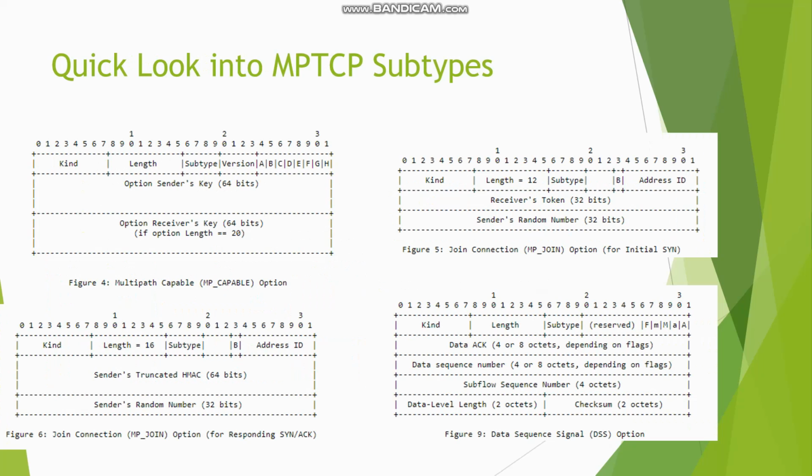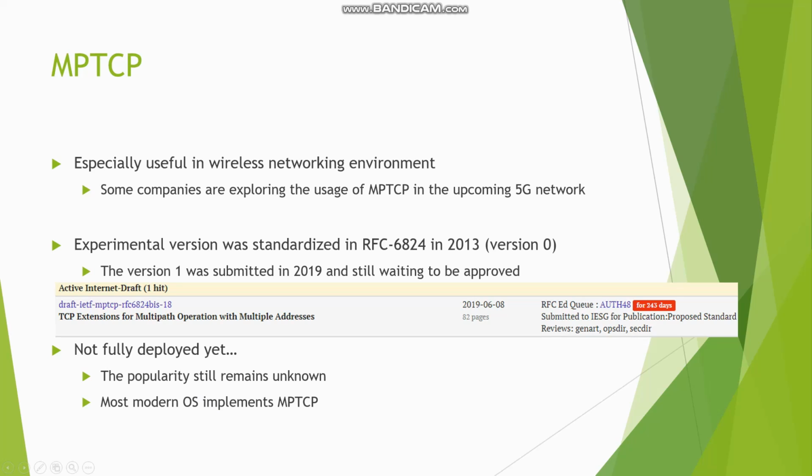Here are some examples of MPTCP subtype fields. It can be seen from these pictures. They have different header sets as well, which is not normal in other protocols. There are a few RFC documents discussing the features and usage of MPTCP, which can be found on the IETF website. Version 0, which is the experimental version of MPTCP, was standardized in January 2013 in RFC 6824, where all the images from the previous slides come from. There is a newer version being proposed in June 2019, which has not been approved yet.